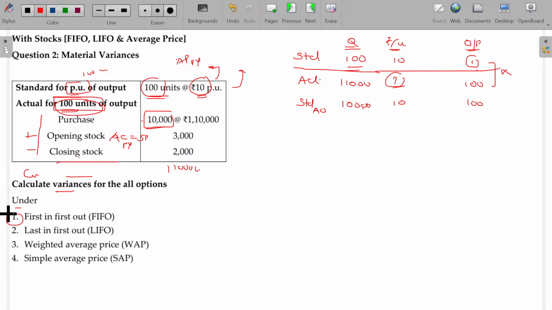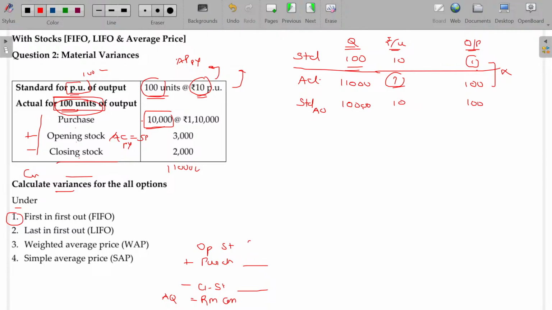So I'm going to assume the first in first out model. Actual quantity consumed in this case being opening stock of raw material plus purchase of additional raw material minus closing stock. Then you will get raw material consumption. This raw material consumption is the actual quantity. I need to get that.